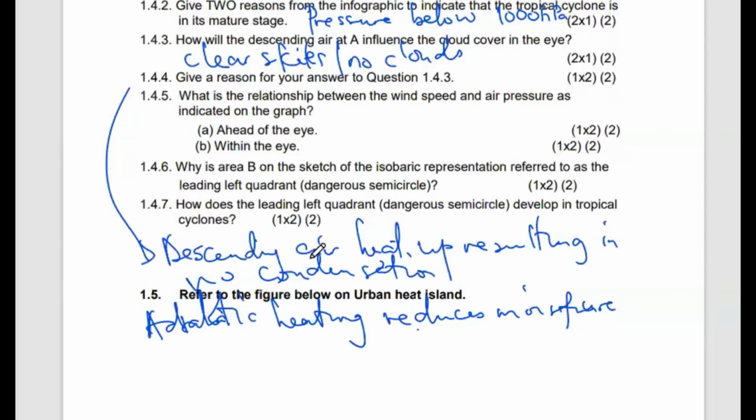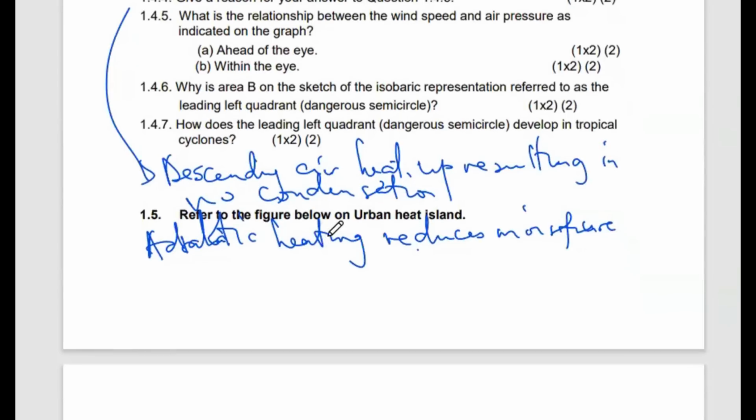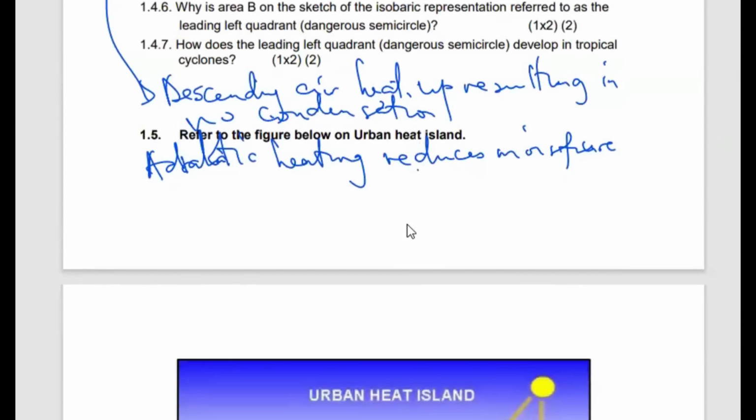Right, we move on to the next question. What is the relationship between the wind speed and the air pressure as indicated on the graph? Right, that one there is just an extraction question. We just need to analyze the relationship at A, ahead of the eye, and within the eye. Right, ahead of the eye, I'll try to give the illustration here.